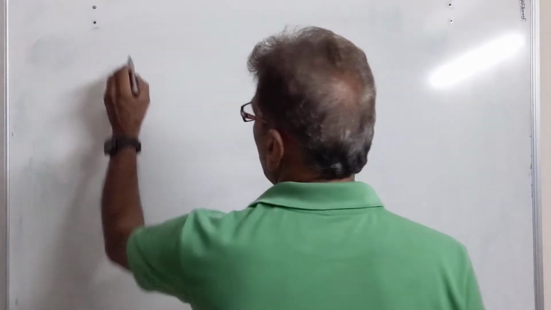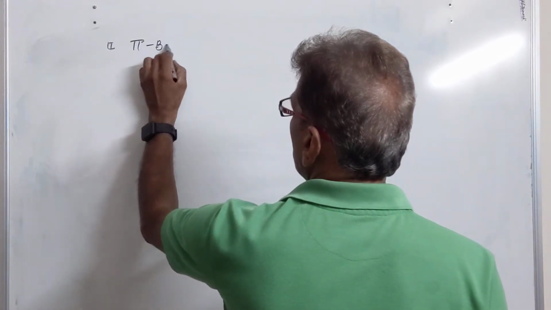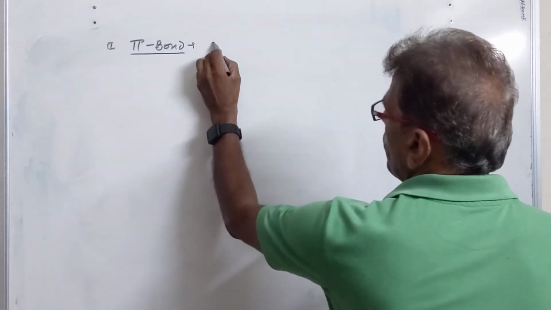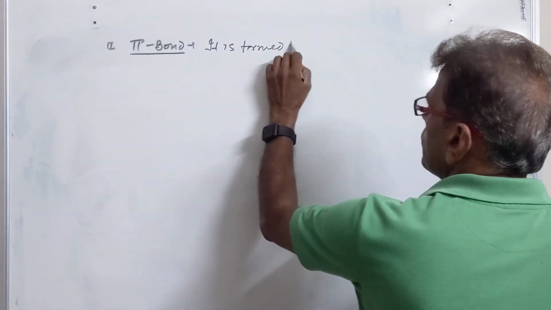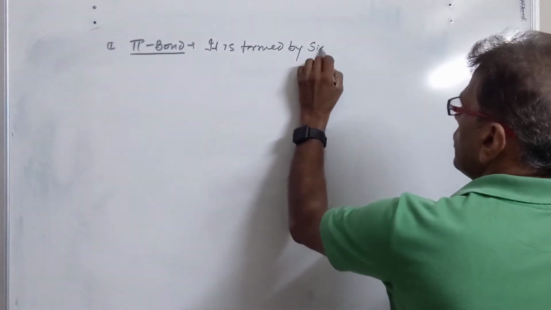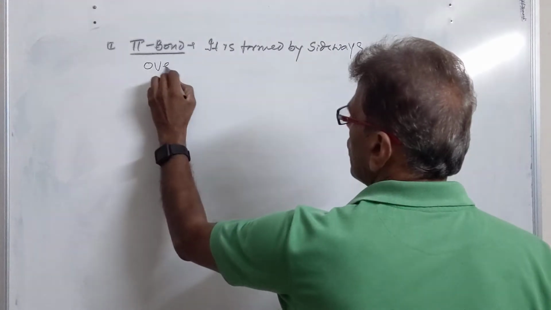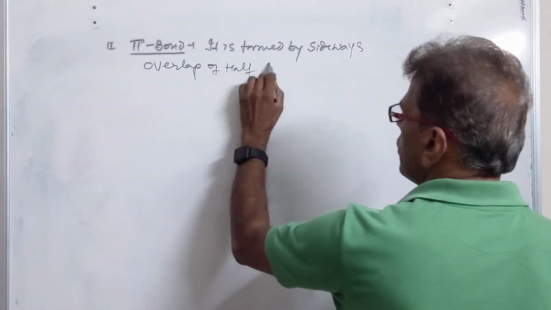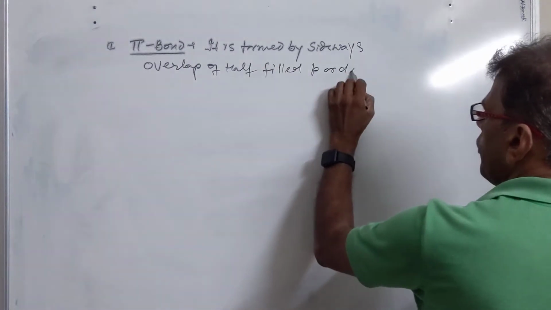So the second type of covalent bond is a pi bond. It is formed by sideways overlap of half-filled p or d atomic orbitals.